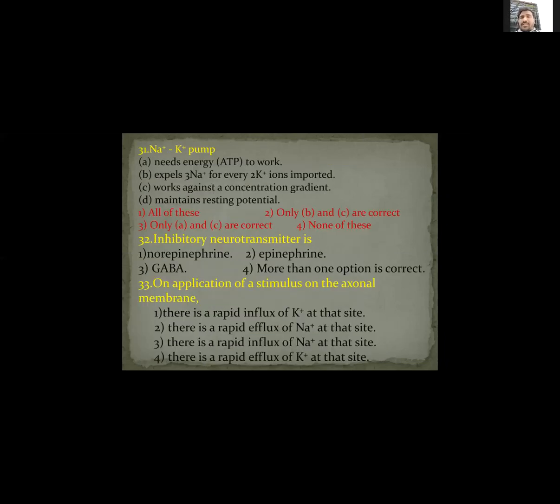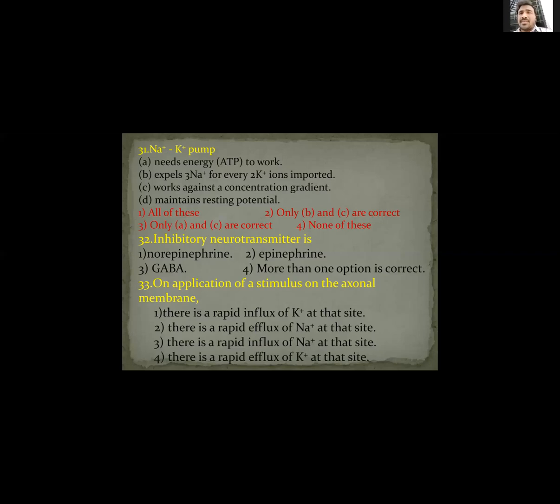Very good afternoon, students. In the previous class, we discussed some of the questions from neural control and coordination. In this particular session, I am going to discuss the remaining questions from this topic. Let us start with question number 31, on the sodium potassium pump. Some statements are given regarding the sodium potassium pump, and we have to find out which statements are correct and which are incorrect.